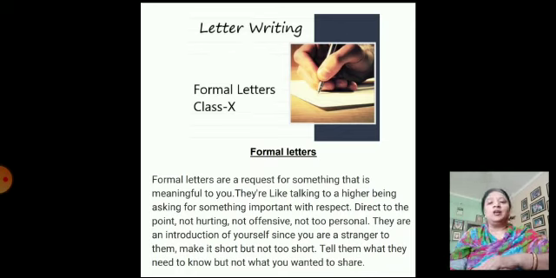Today we are going to learn how to write a formal letter. Formal letters are a request for something that is meaningful to you. They are like talking to a higher being, asking for something important with respect. Direct to the point, not hurting, not offensive, not too personal.